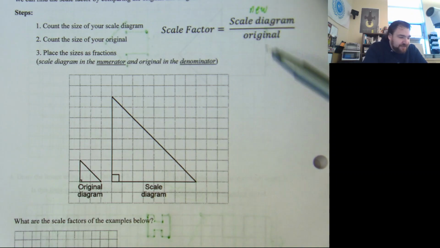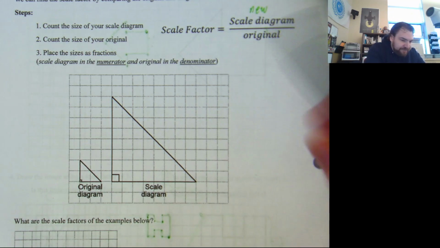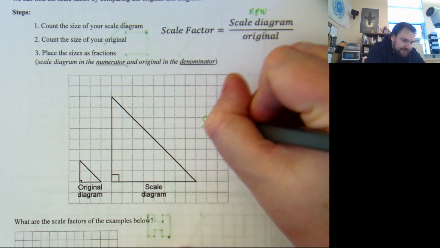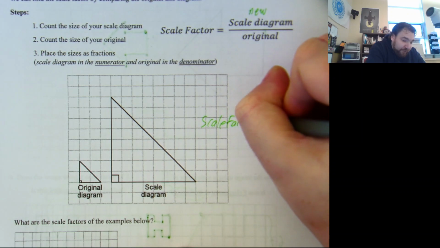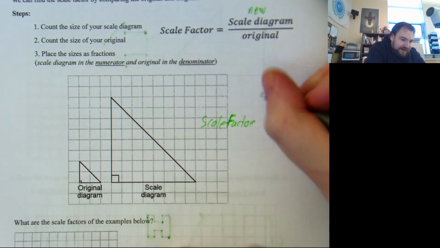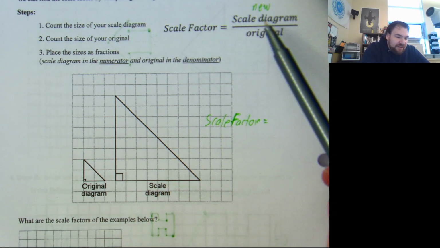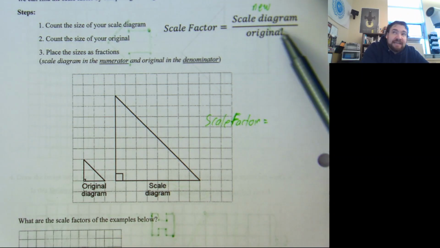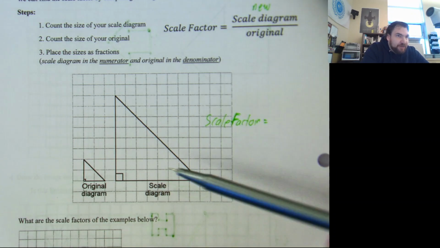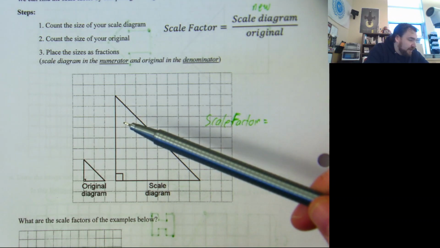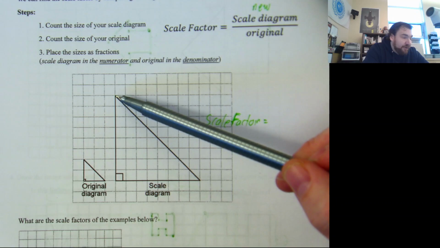And then you just do this division. So if I take a look at what I've got here, the scale factor, I'm going to just show my work here for you for the first couple. The scale factor is going to be equal to the length in the new divided by the same length in the original. So we're going to start up here with a scale diagram.